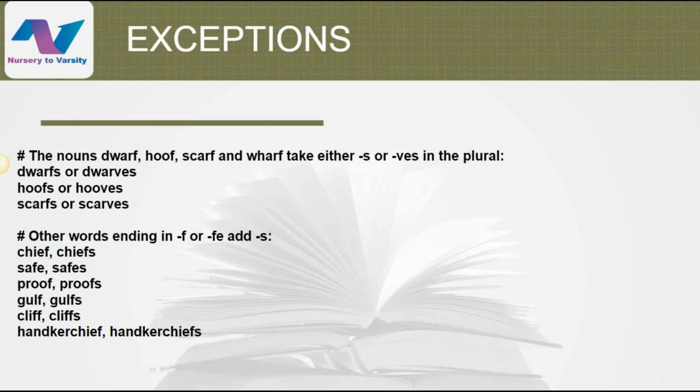Now it is time for the exceptions. According to exception 1, nouns like dwarf, half, scarf, wharf take either s or ves in the plural. According to the rule, as they end with f, they should always have a plural form with ves, but they can also take s as their plural form. Like it can be dwarfs and dwarves.